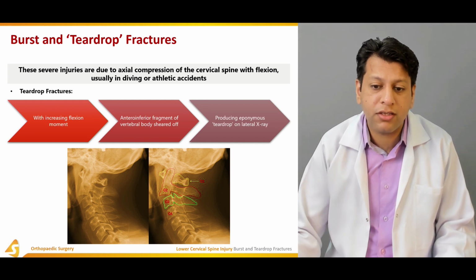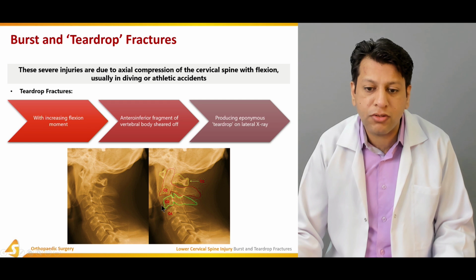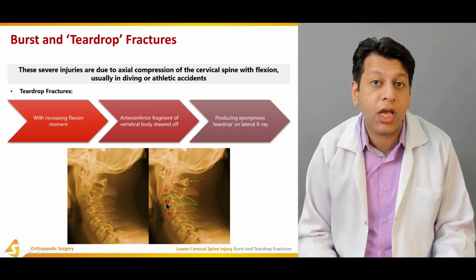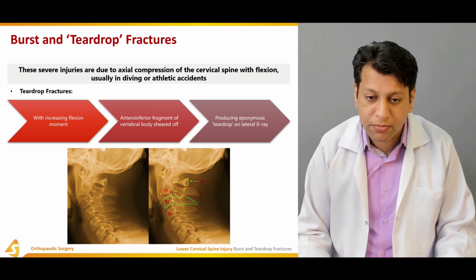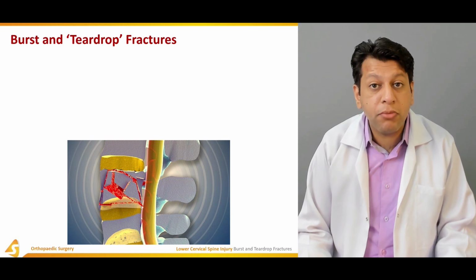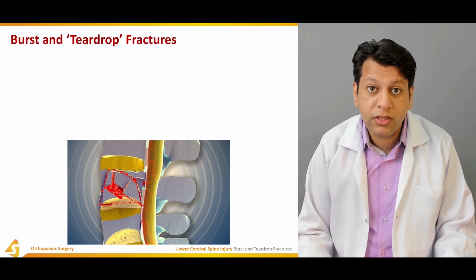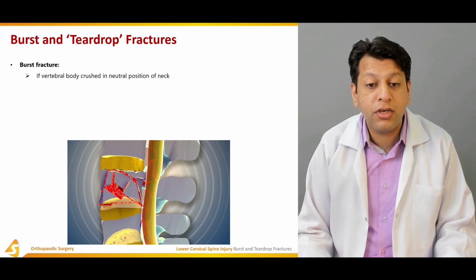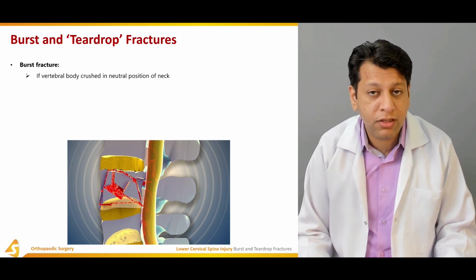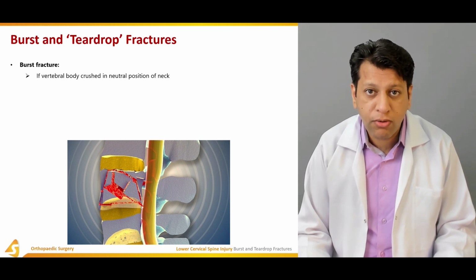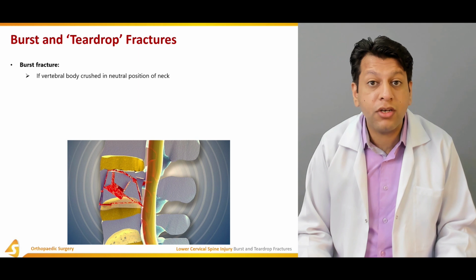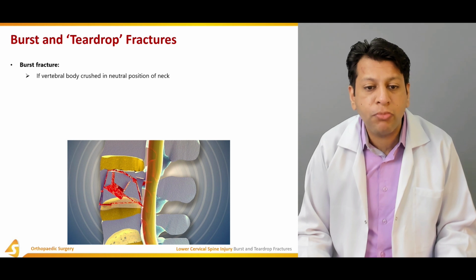If you see it on the lateral x-ray, if you can appreciate it over here, the fracture is not very well appreciated at C3 here, and because of the increased flexion, there's overloading of this segment, that is the anterior inferior fragment, which leads to fracture. Now it could be a burst fracture as well. When it's a burst fracture, it means that the vertebral body is crushed in the neutral position of the neck. That is, there is axial loading with compression fracture in neutral. There is no excessive hyperflexion in the neck. This leads to burst fracture.